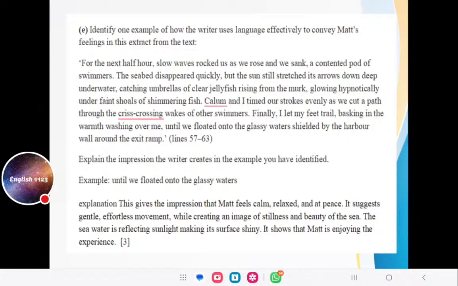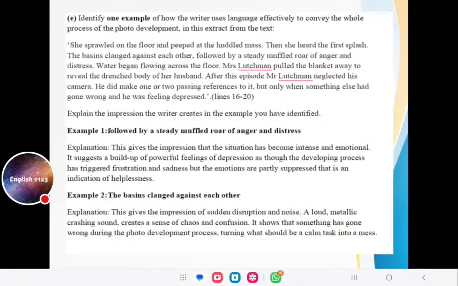beauty of the sea. The sea water is reflecting sunlight, making its surface shining. I thought that instead of the word glassy, I should go with shiny, so avoid using the same word in the explanation. It shows that Matt is enjoying the experience. So this is what we are going to do with the explanation of any given example.